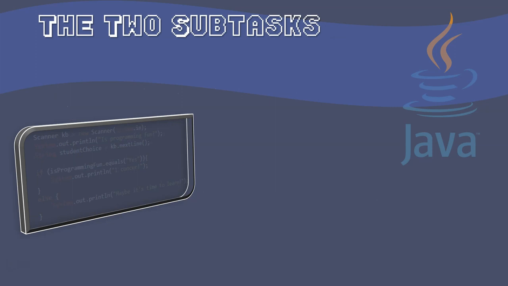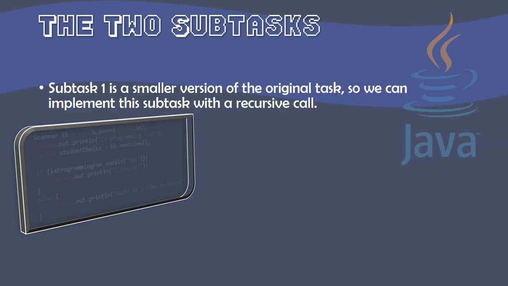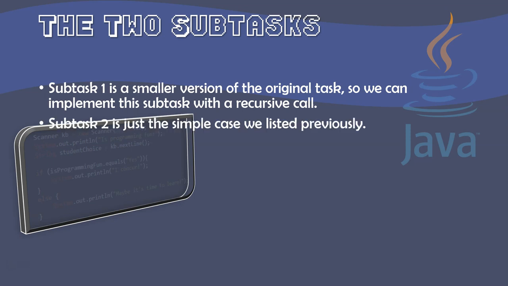So let's examine those two tasks in more detail. Subtask 1 is a smaller version of our original task, because we just took 1234 and turned it into 123. So we can implement this subtask with a recursive call. Subtask 2 is, of course, our simple case. It's less than 10, so we can just output that number.